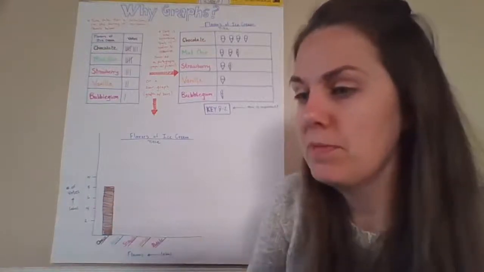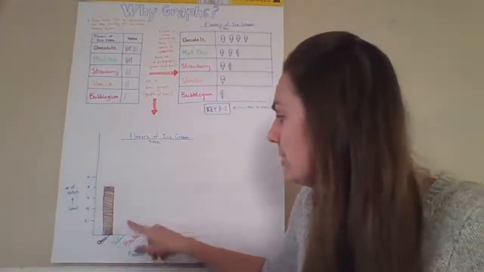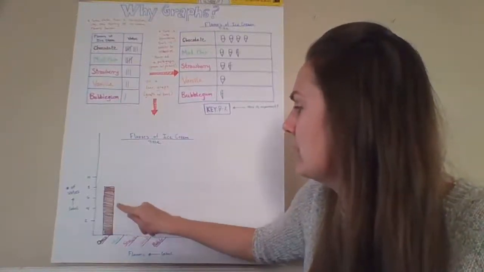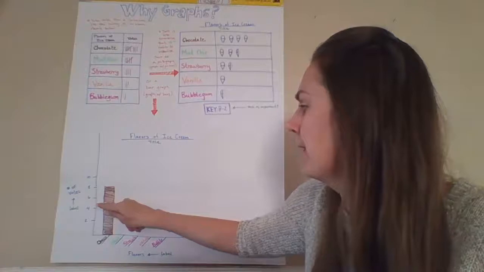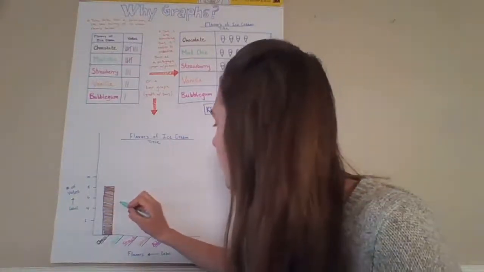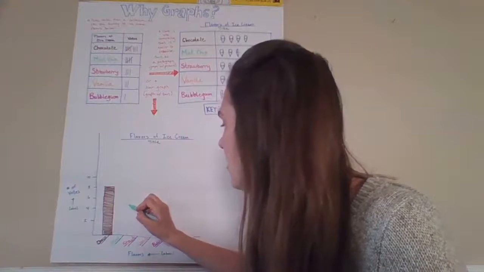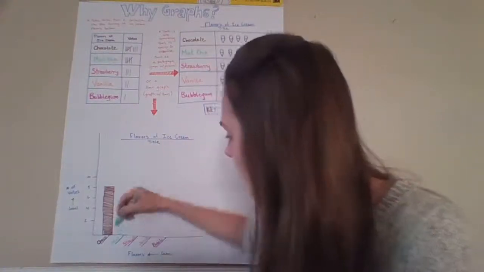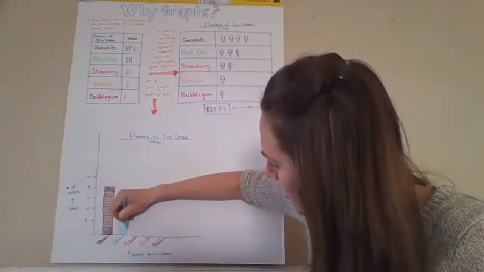So for mint, oops, grabbed the wrong color. For mint, I had 5 votes. So I'm going to go ahead and have the top of my bar be right in between the 4 and the 6. That's going to be representing 5. So if I draw the top of my bar, bring it down so that it brackets my label, and then color it in.